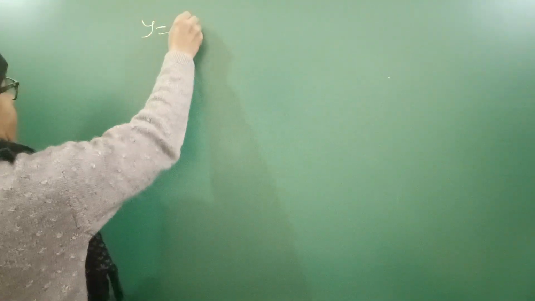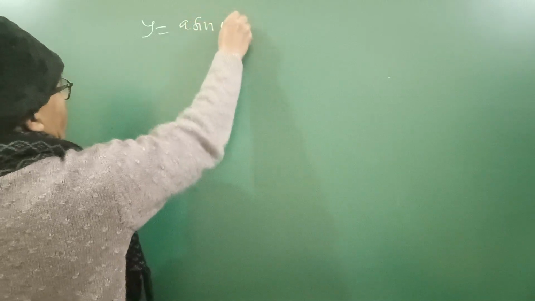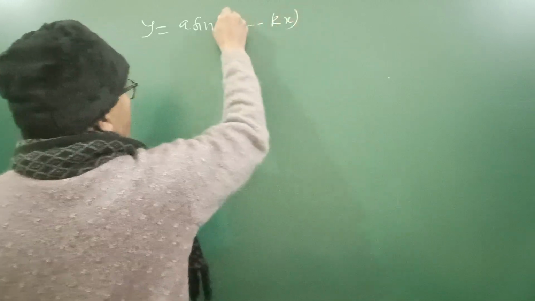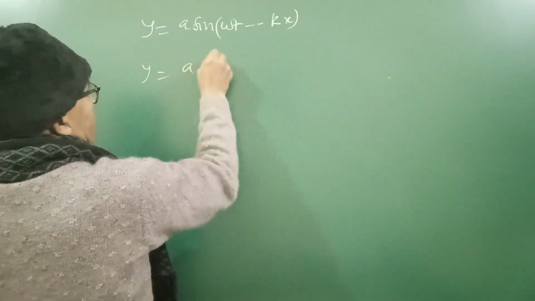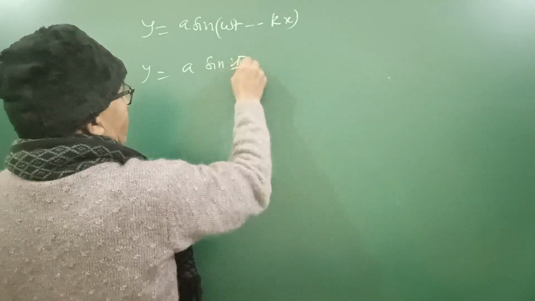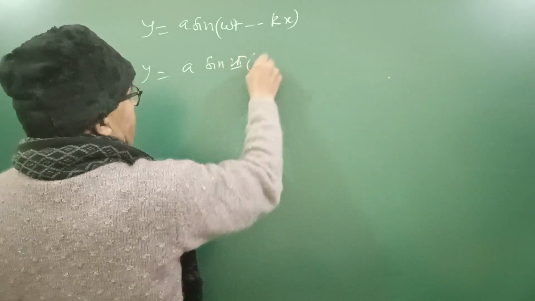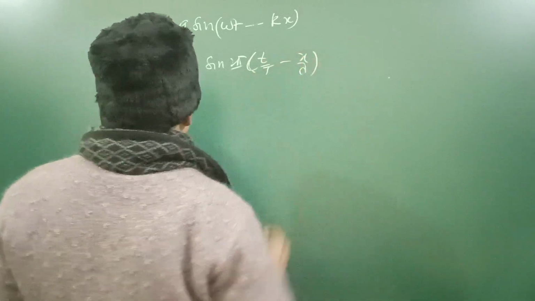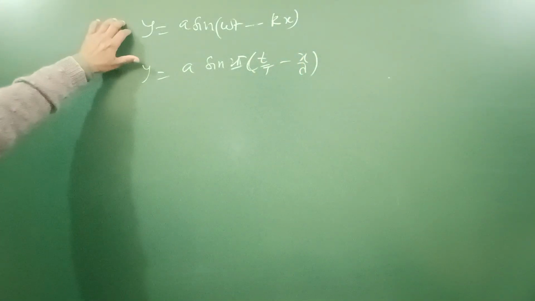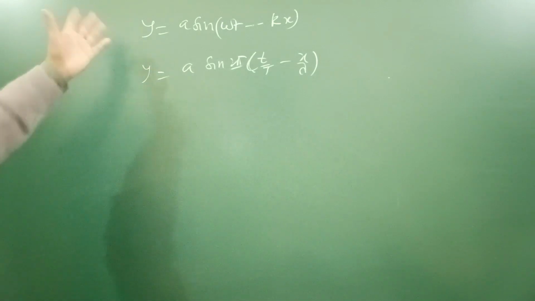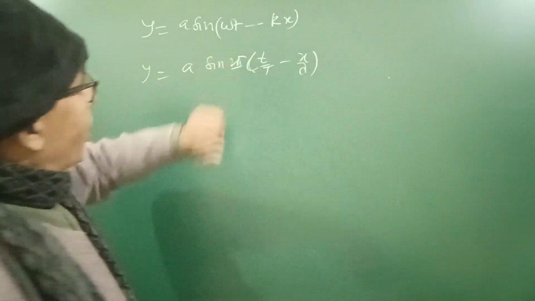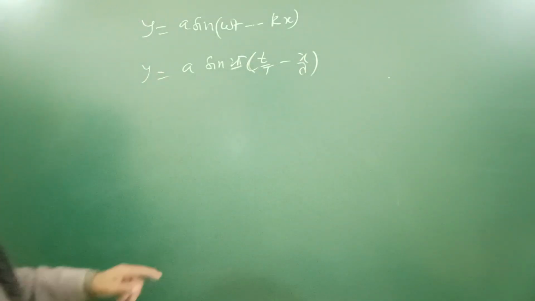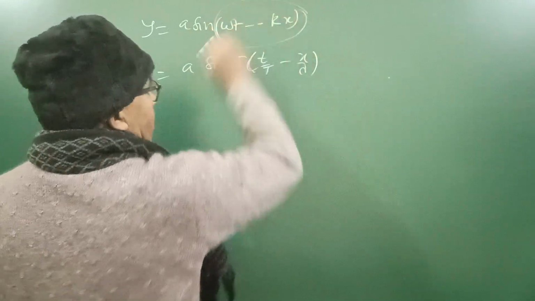y equal to a sine omega t minus kx, let us say, and y equal to a sine 2 pi upon T t minus x upon lambda. So these are the equations. These two represent the same equation, with omega, time period T, wavelength lambda, wave number k. And this whole thing is called phase.